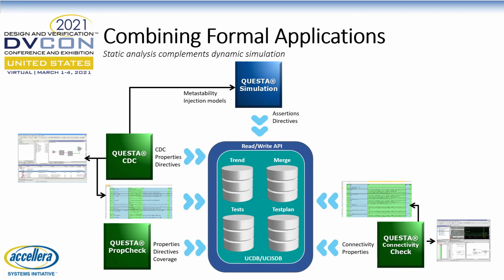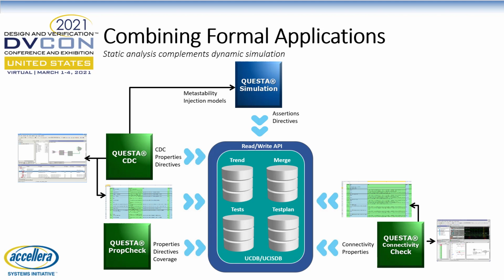Questa Connectivity Check is there to make sure that things are connected correctly. It's basically a much simpler subset of Prop Check, where it lets you write simple connectivity assertions, like when select equals A, the input pin should be muxed to mod A.pin1, otherwise the input pin should be muxed to mod B.pin1. These assertions can be proven just like Prop Check, and if there's a problem, we'll show you.